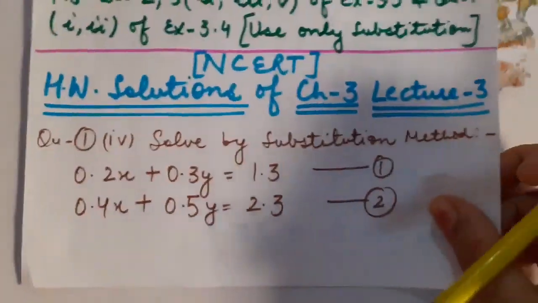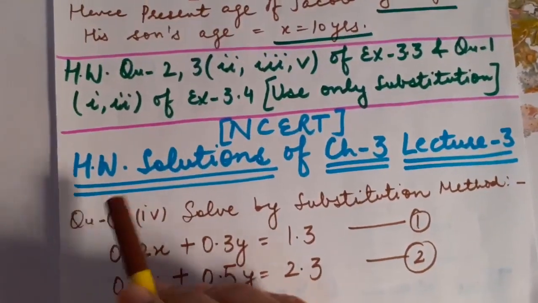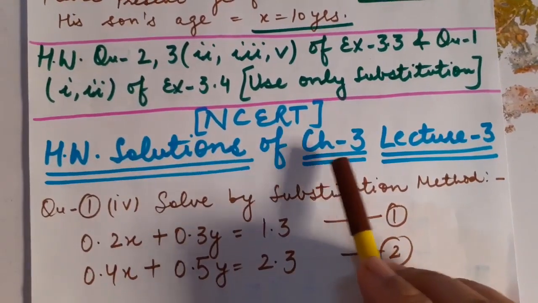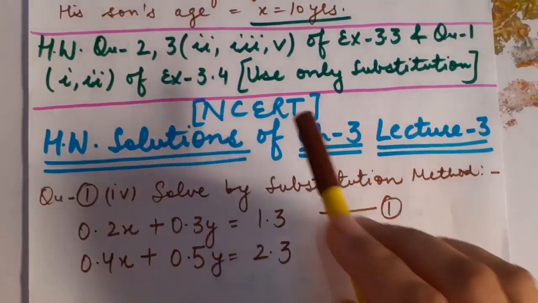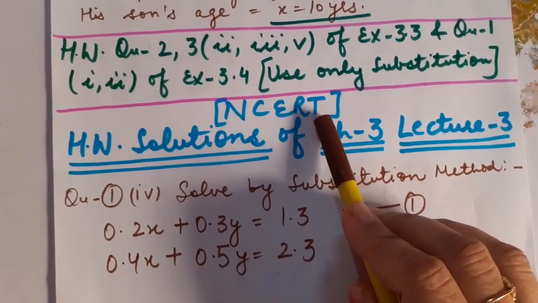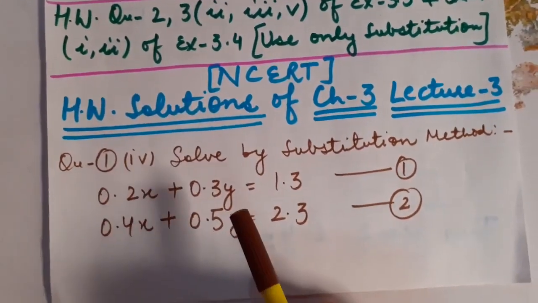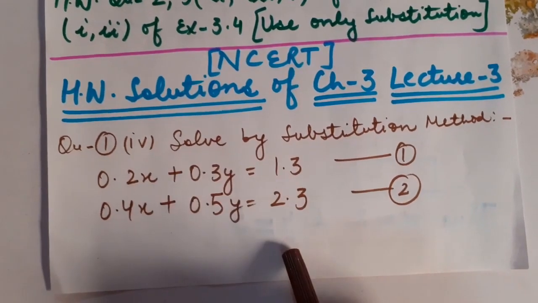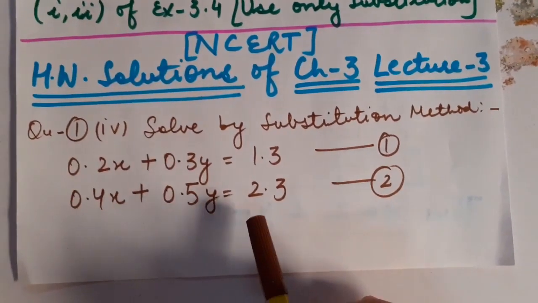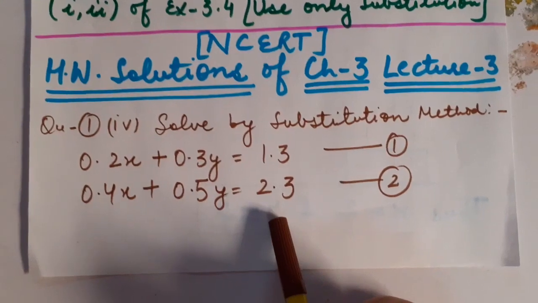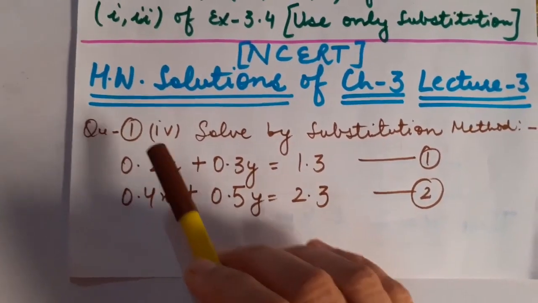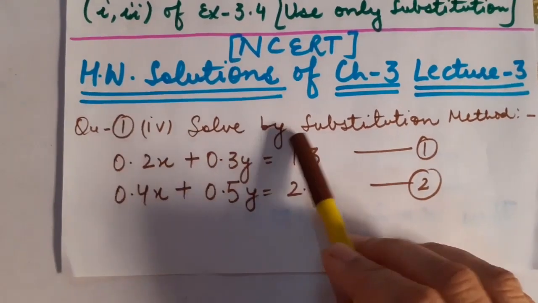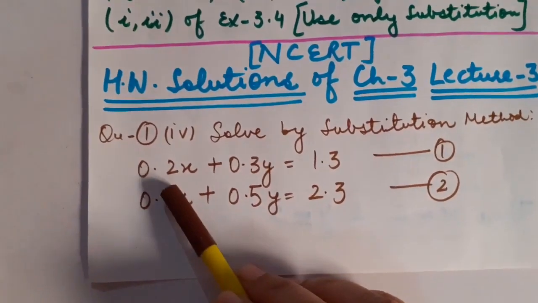Now, let us discuss the homework questions, solutions of chapter number 3, exercise 3.3, lecture number 3. The questions belong to NCERT only. Children, I gave you only 4 parts to do and all the parts were very simple, but I found this part a little bit difficult for you because there is decimal present in it, right? So this is question number 1, fourth part, solved by substitution method.